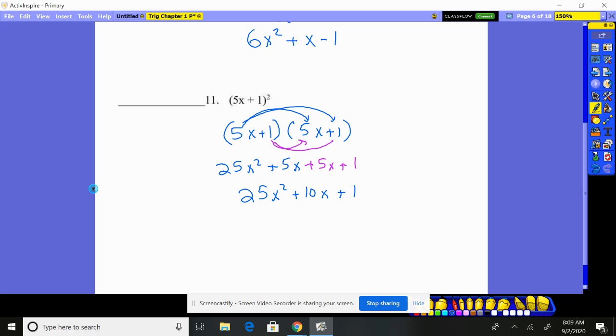So often, kids will always take this and go, oh, that's 25x squared plus 1, and they miss this middle term here because they're like, oh, can I not just distribute the squaring through to each piece? The answer is no. You need to think what it means.